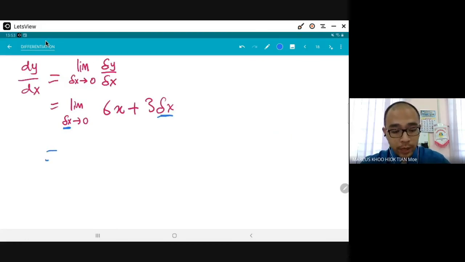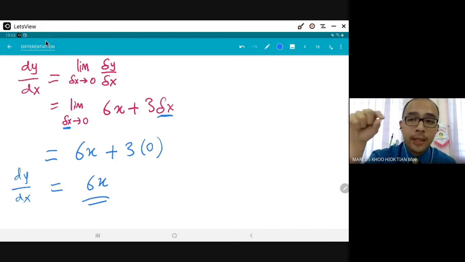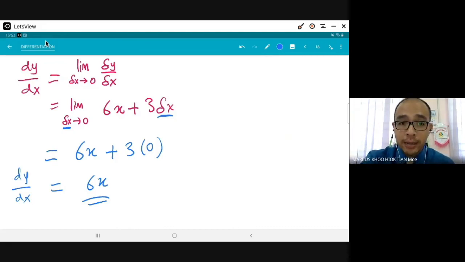So what will we get? We will get 6x plus 3 times 0, which will be 6x. So the equation of the gradient is 6x. That means apa-apa nilai x yang saya ganti masuk di dalam, saya boleh dapat itu nilai gradient. Kalau x adalah 1, the gradient is 6. Kalau x adalah 2, the gradient is 12. Kalau x adalah 3, the gradient is 6 times 3, 18.